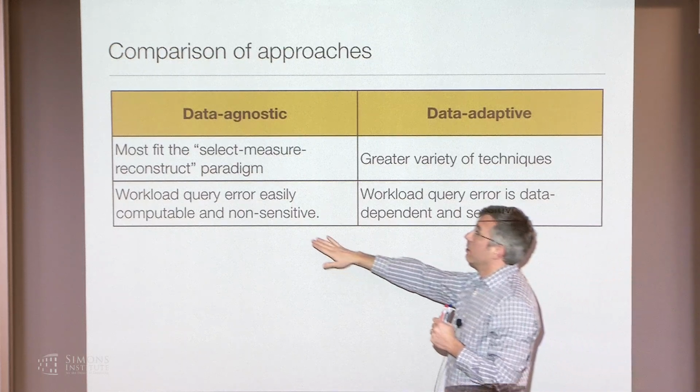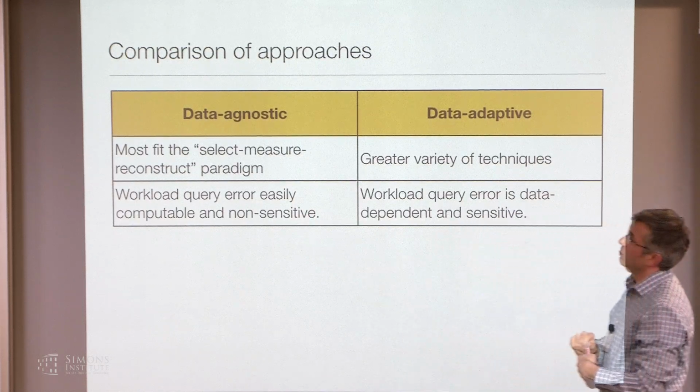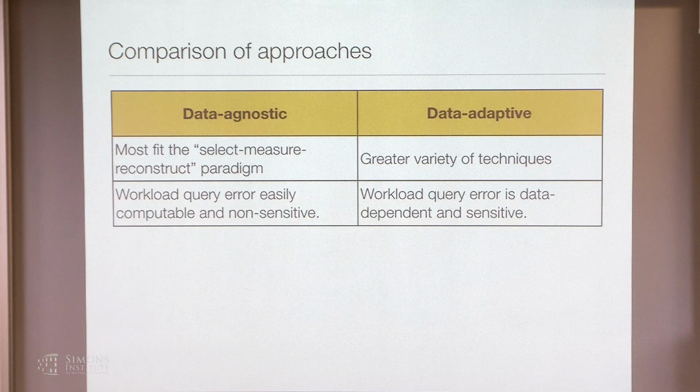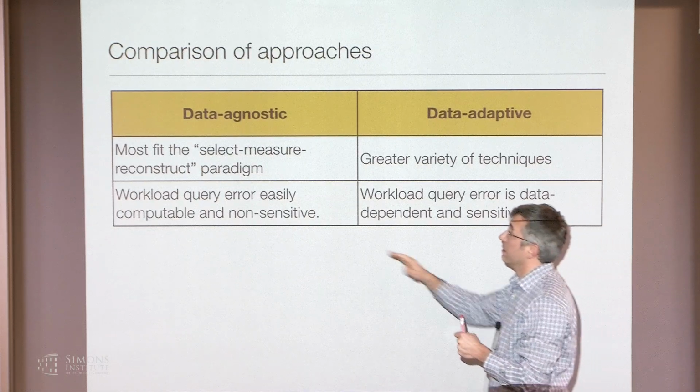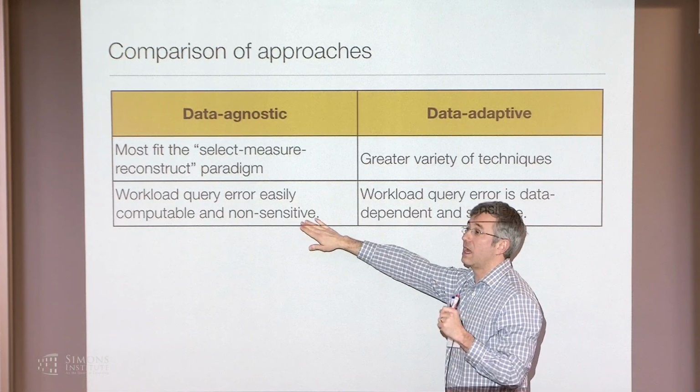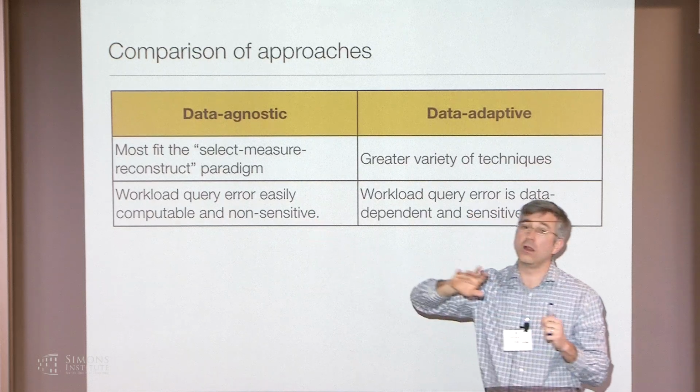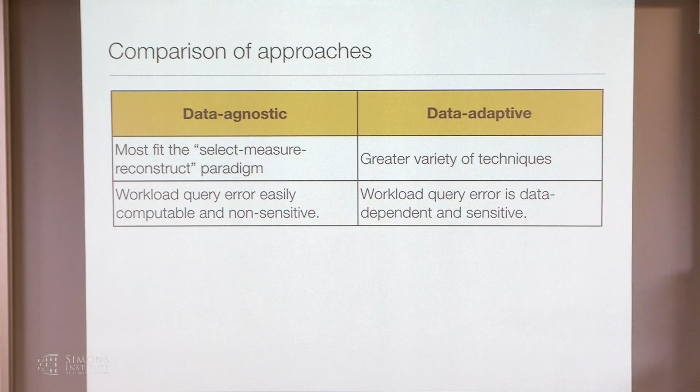One really nice feature of data agnostic techniques that I've mentioned is that the workload query error is easily computable in most cases, and it's non-sensitive. So we can release the answers to the workload queries and closed-form estimates of error. Whereas with the data adaptive techniques, oftentimes we can't compute the error readily. We can't predict it because it depends on the data.